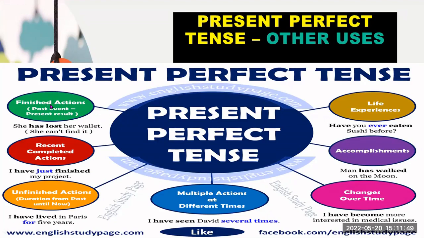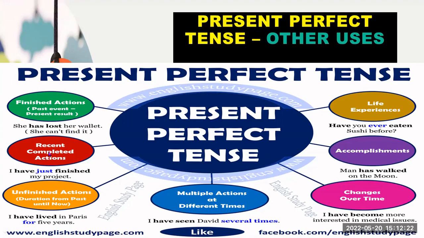Finished action: the idea of the word perfect here is an indication that it is a completed action. The action is a finished action, a past event, but we have something in the present telling us that it actually happened. She can't find her wallet. So we remember, she has lost her wallet. The result is that she can't find it.